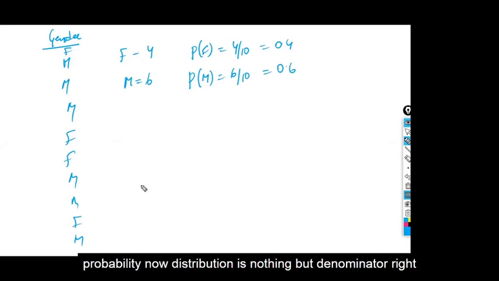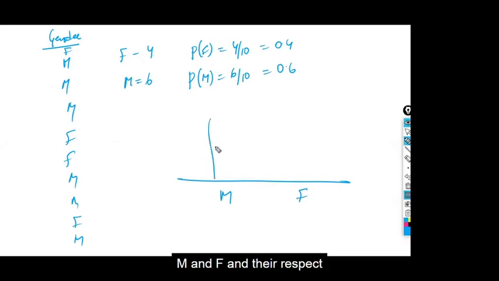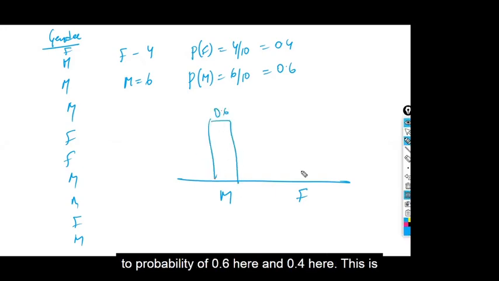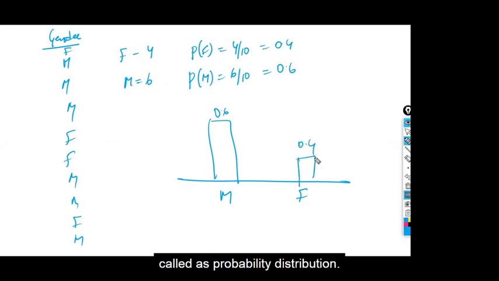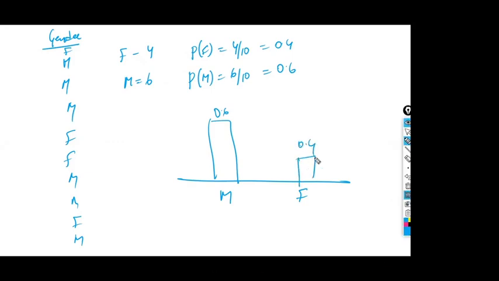This is called probability. Now, distribution is nothing but writing M and F along the x-axis and their respective probabilities, 0.6 here and 0.4 here. This is called probability distribution.